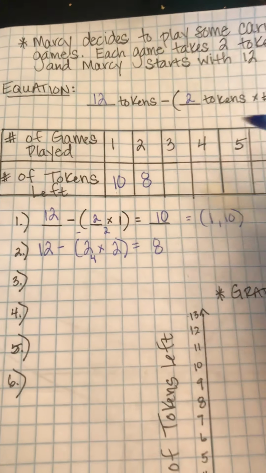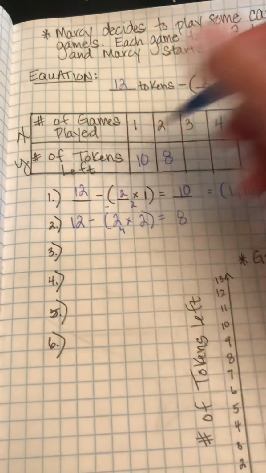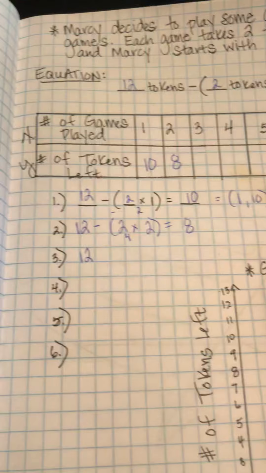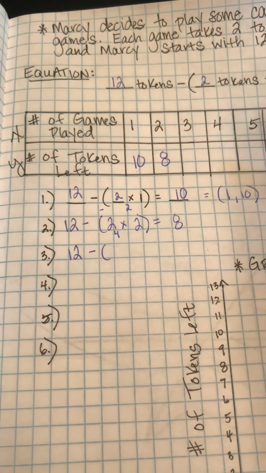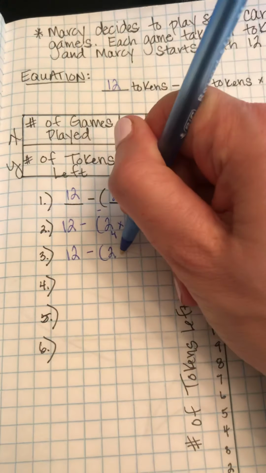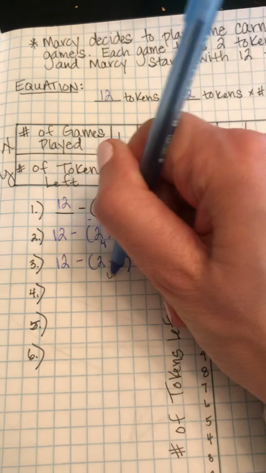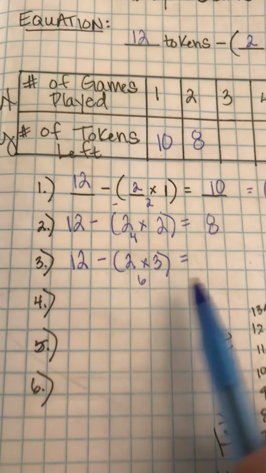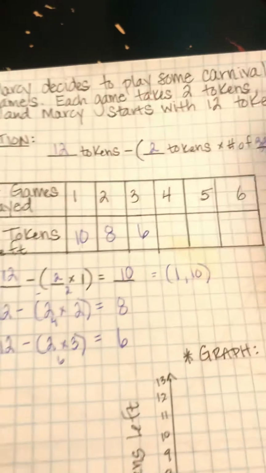Let's do the next situation. So this time we're going to play 3 games. So we're going to start with our total tokens. And it's 2 tokens per game, and we're playing 3 this time. So this, of course, would be a 6. So it would be 12 take away 6. So that would be 6. So fill this in, 6.